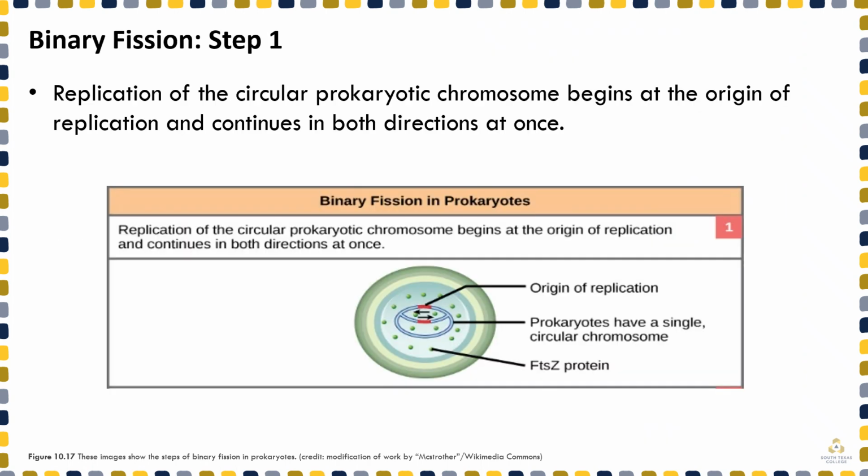So the first step, what has to happen is that the chromosome has to completely replicate. In order to have two new cells, they have to each have a copy of the instructions. And this replication begins at a point in the DNA called the origin of replication. And the DNA replication occurs in both directions from that point of origin. So it's a very rapid process.